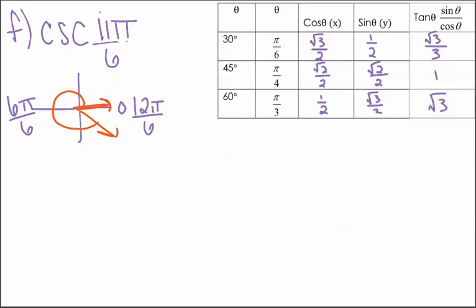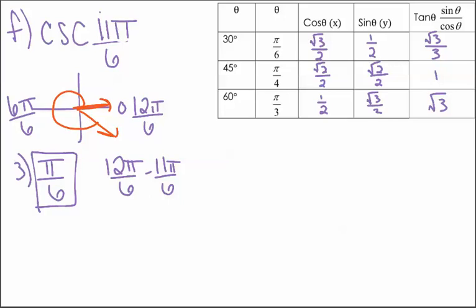And then we can go ahead and get our reference angle, which is just going to be pi over the denominator. If you're more comfortable with doing the algebra, you can take the 2 pi, which is 12 pi over 6 in this case, minus our angle, 11 pi over 6, and you're still going to end up with the pi over 6.